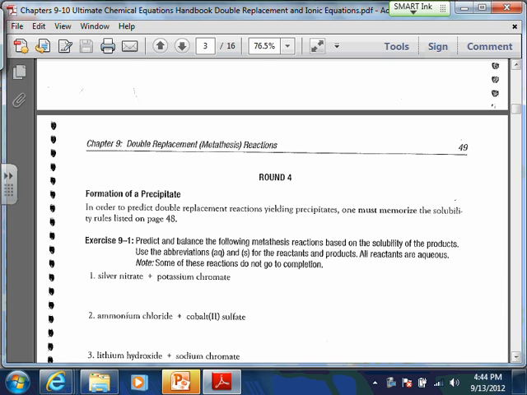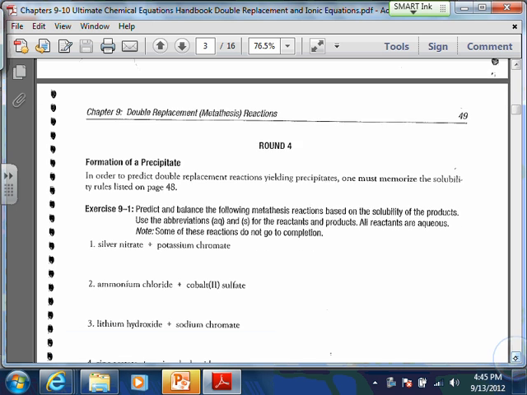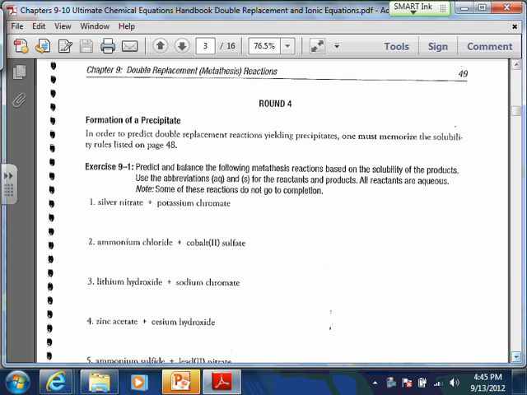Formation of a precipitate, that's what we just talked about, okay? But this goes into more detail, and we need to talk about this because it's been a while since we've talked about it. There are some different ways that double replacement reactions can happen, okay? You can have formation of a precipitate happen, and when that happens, you're basically just switching these things around. So an example here would be like silver nitrate plus potassium chromate, okay?